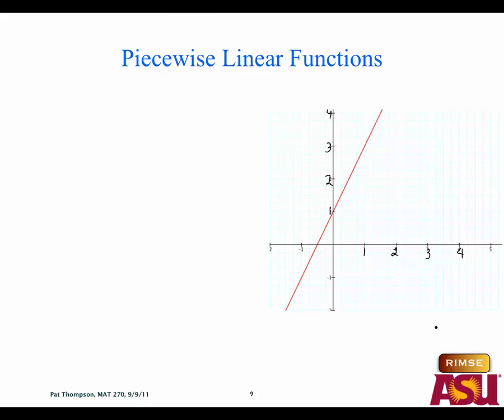Okay, well, what if I told you it goes through the point 1, 3? Would that help? It goes through the point 1, 3. So constant rate of change is? 2. Okay, what does that mean? What does it mean if the constant rate of change is 2?